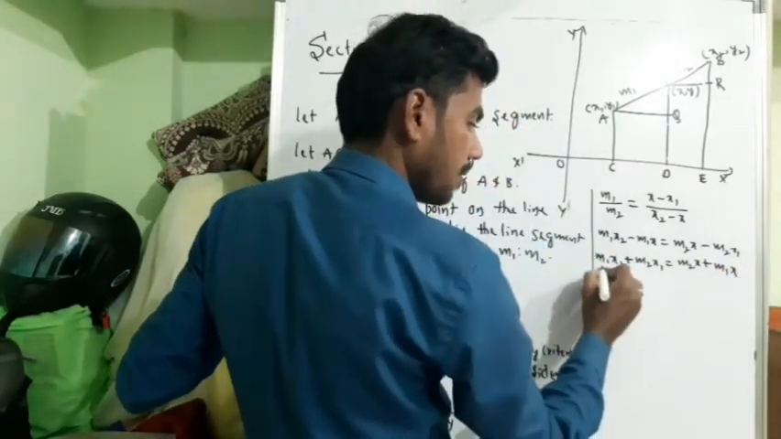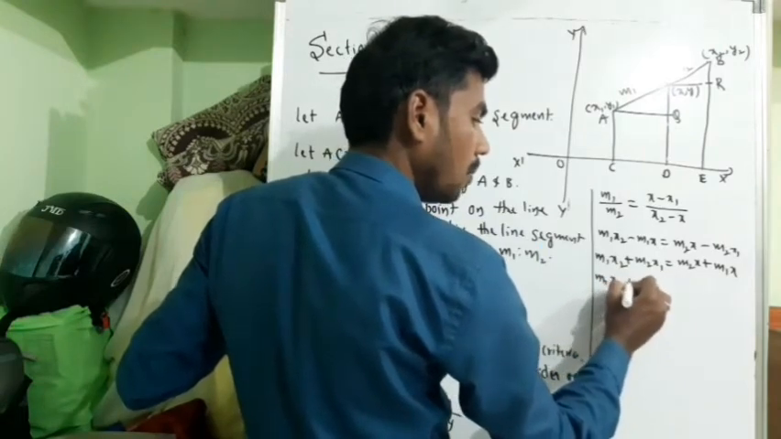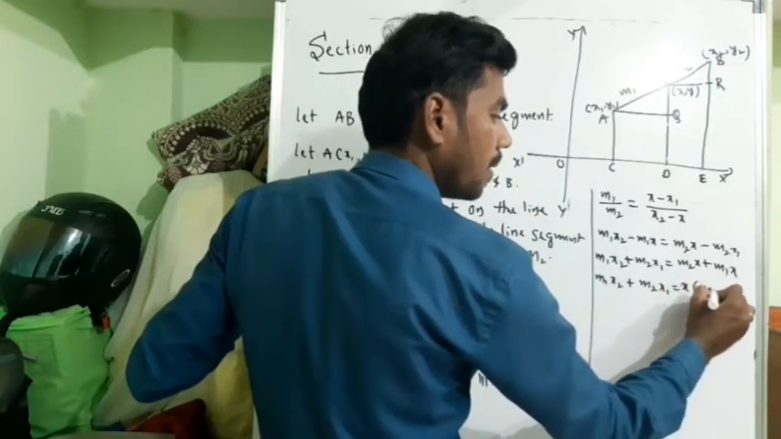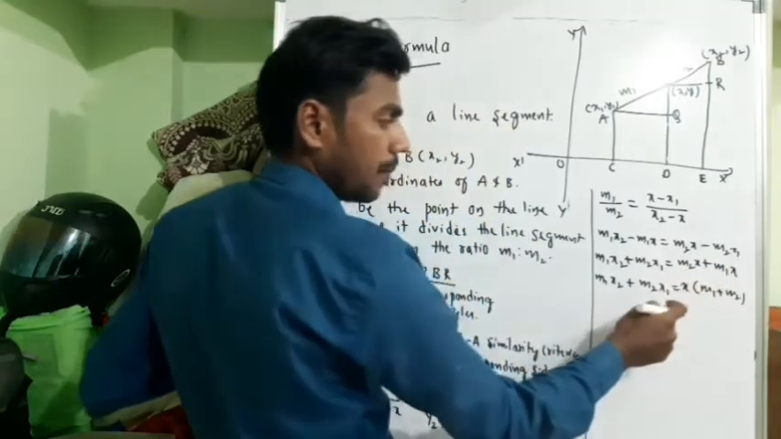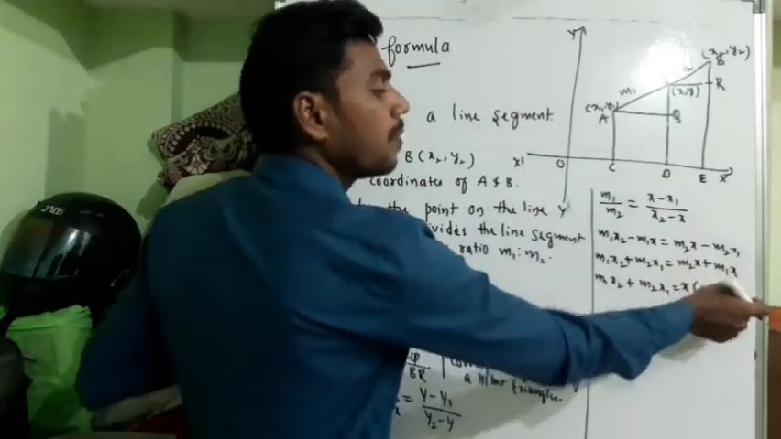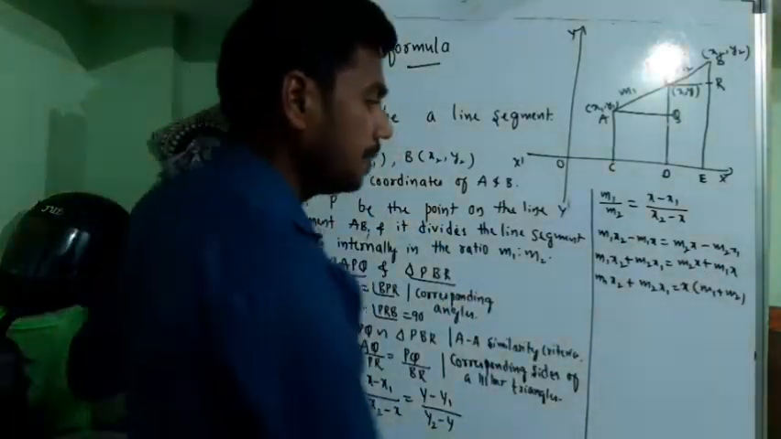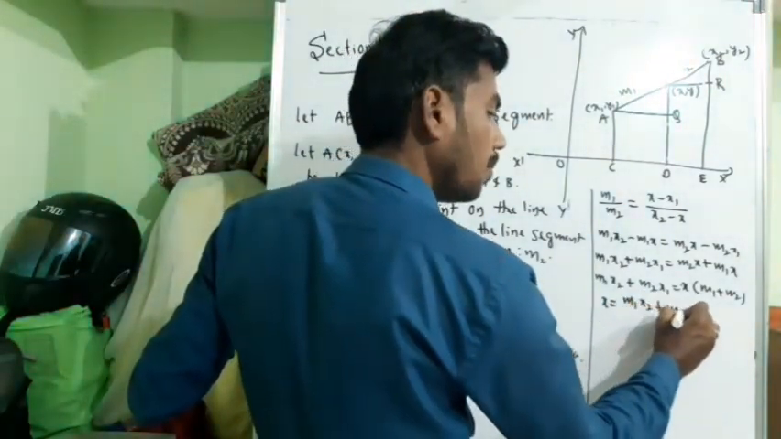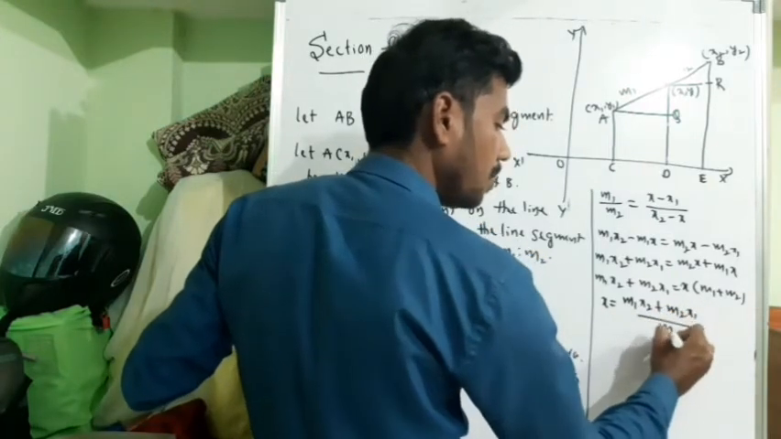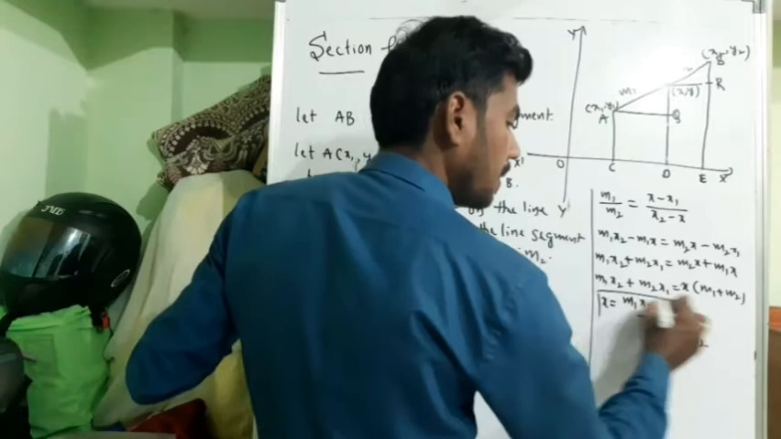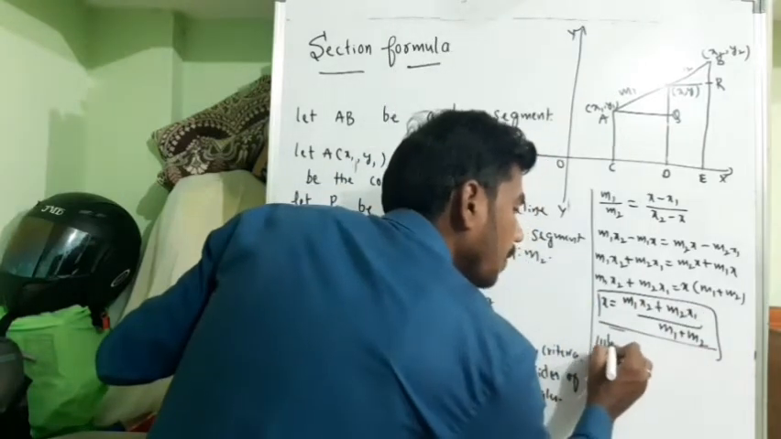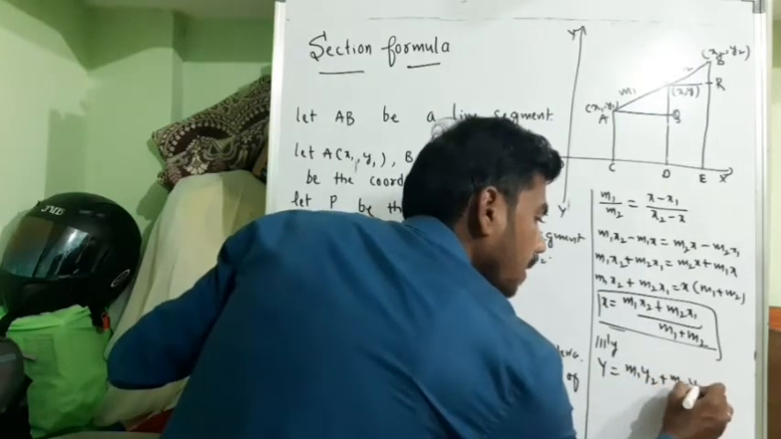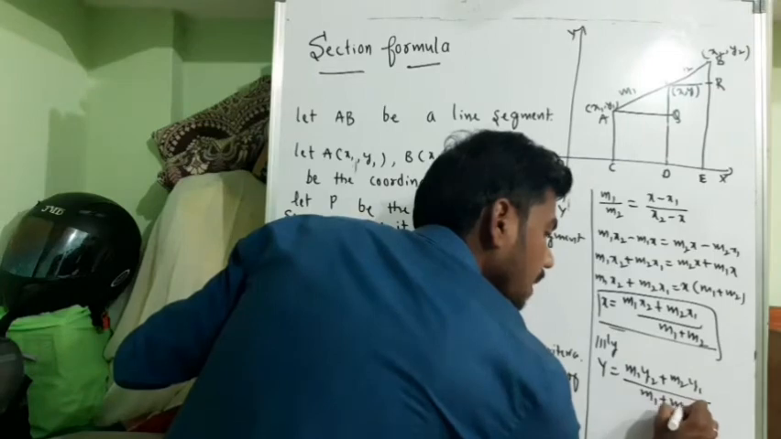So what I can do here, m1 x2 plus m2 x1 is equal to x will be common, m2 plus m1 or m1 plus m2. If I take x common out, that will be m2 plus m1 or m1 plus m2. You can write either way. So then x will be equal to m1 x2 plus m2 x1 divided by m1 plus m2. So this will be the x coordinate. Similarly, we can derive the y coordinate as m1 y2 plus m2 y1 divided by m1 plus m2.